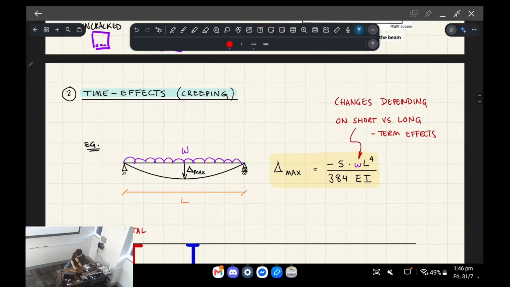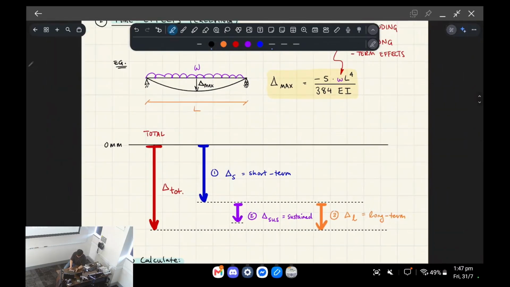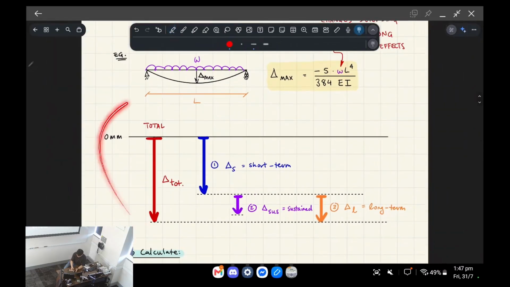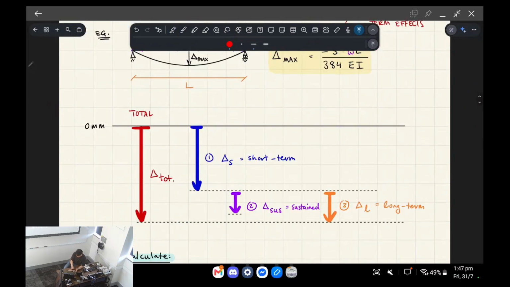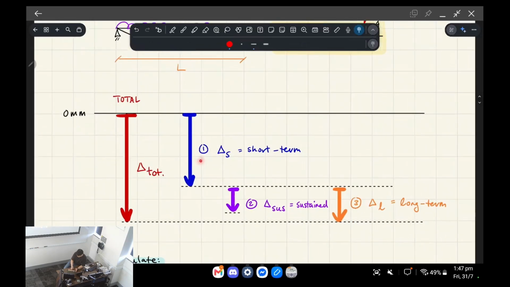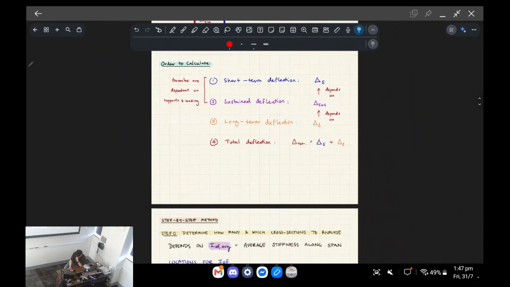Okay, the second effect is the creeping effect. As I mentioned before, the way that we apply the creeping effect from the standards is by modifying W, modifying the load. Think about the deflection of this beam over some period of time. There's going to be the total deflection, which is the sum of your short-term deflection plus your long-term deflection. This makes more sense once I do a question.